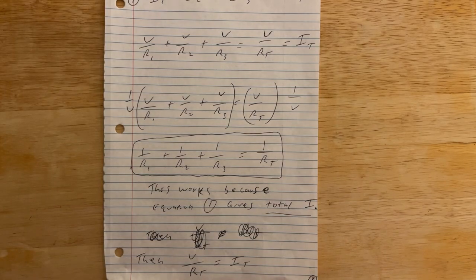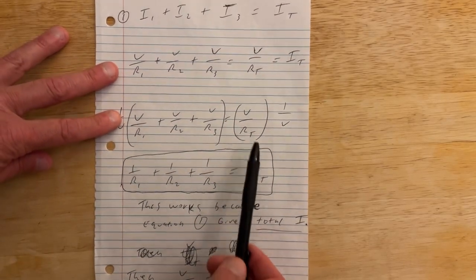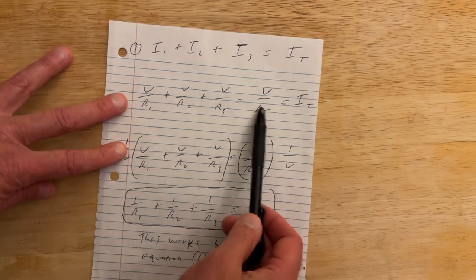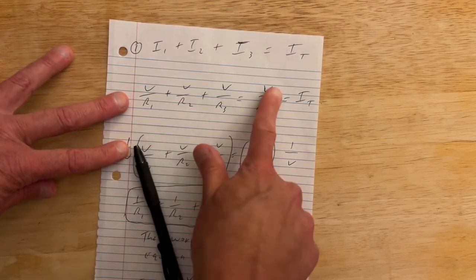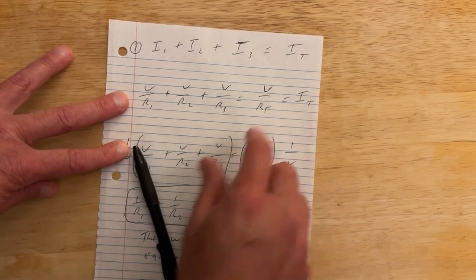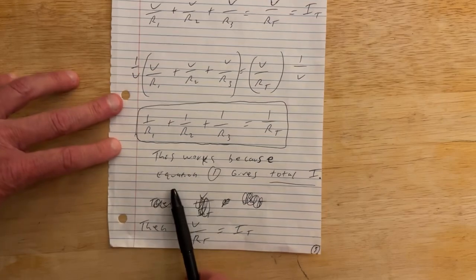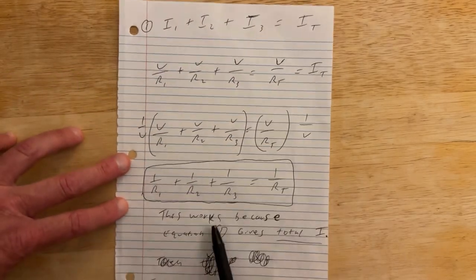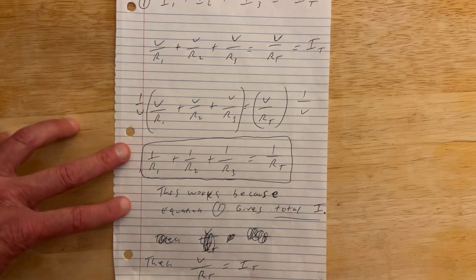To get our total resistance, we're taking the inverse of our answer, but if we didn't want our total resistance, we could just leave it like this plus this plus this. Just don't do the inversion, and we'll get our total current flowing through right there. This works because equation number 1, which is right here, adding up all of our currents, does lead to a total current, so we can use that in the formula.